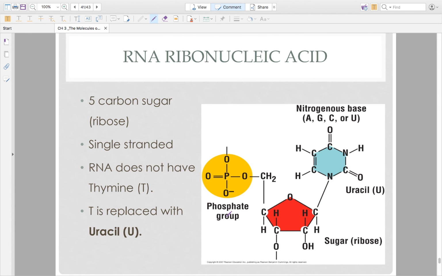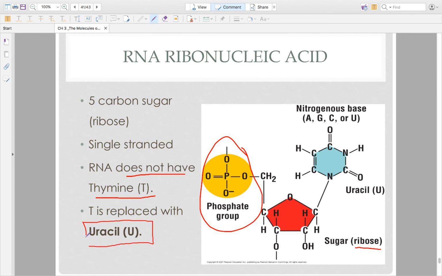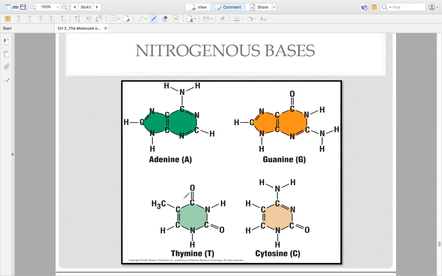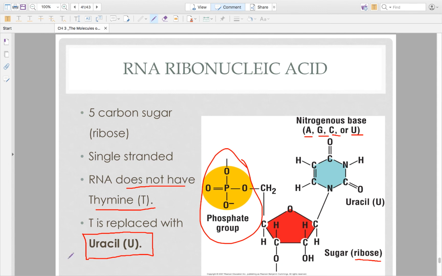RNA. RNA is similar and very different at the same time. Okay, for example, it has a 5-carbon sugar, but this sugar is called ribose rather than deoxyribose. It does, however, have a phosphate group, and that's the same as DNA. And then it does have a base on this side. Okay, but the bases are different to an extent because RNA does not have thymine. That T for thymine is replaced with something called uracil. Uracil is only found in RNA. Okay, so the bases are A, G, C, U. Unlike DNA, that's A, T, C, G. Now, RNA is also single-stranded.